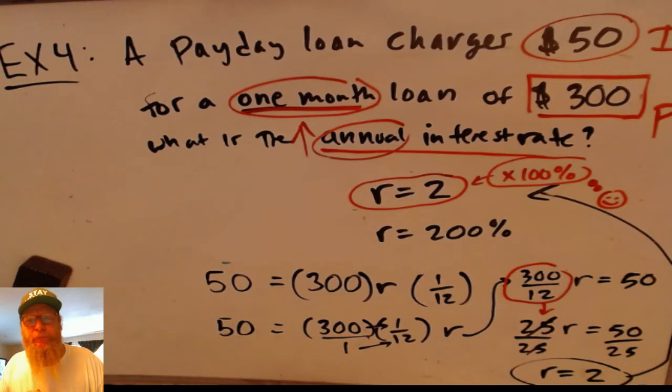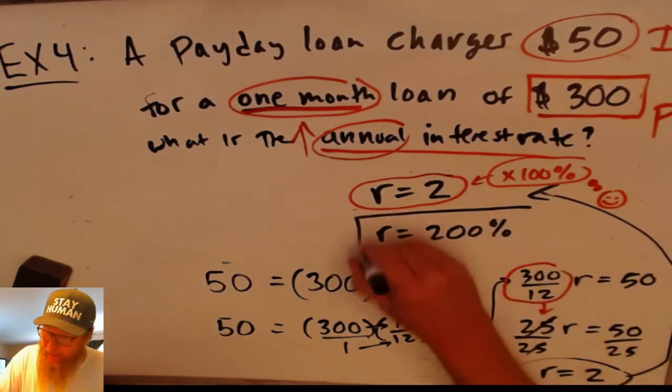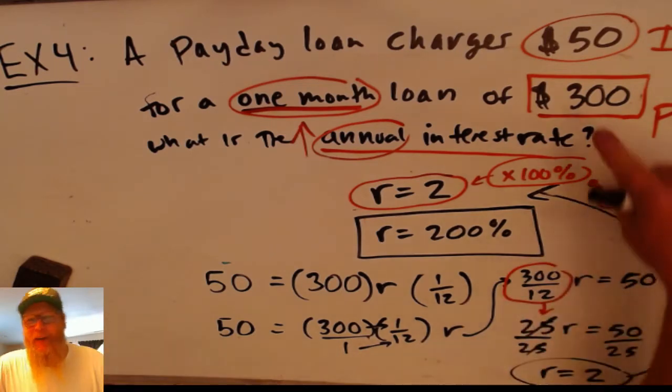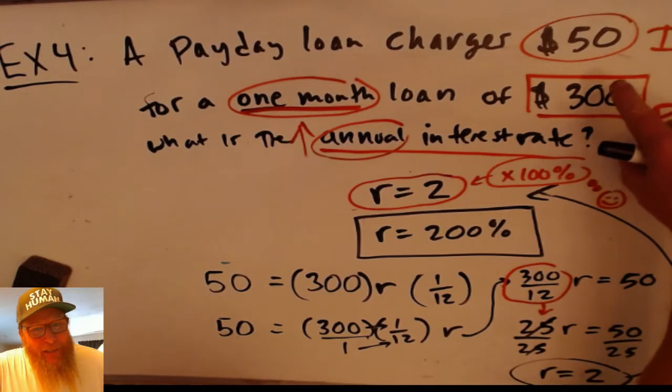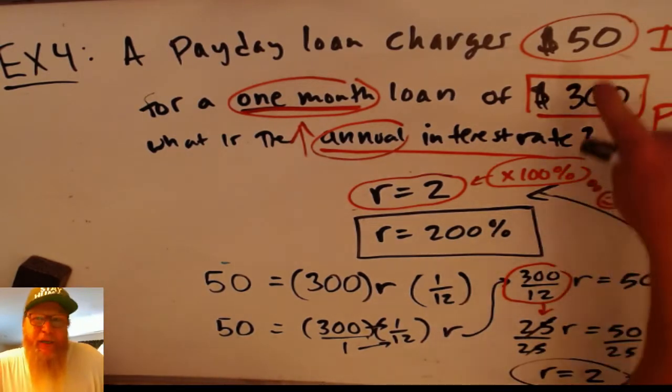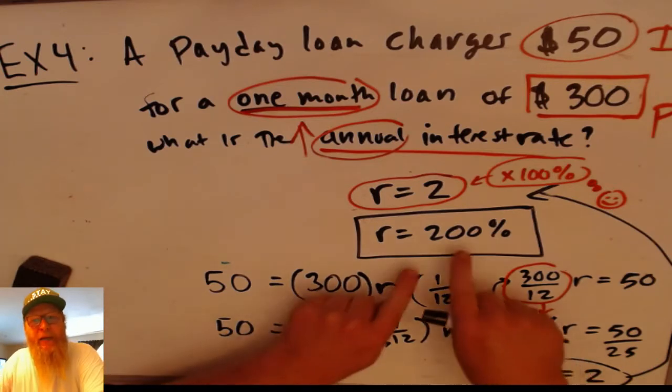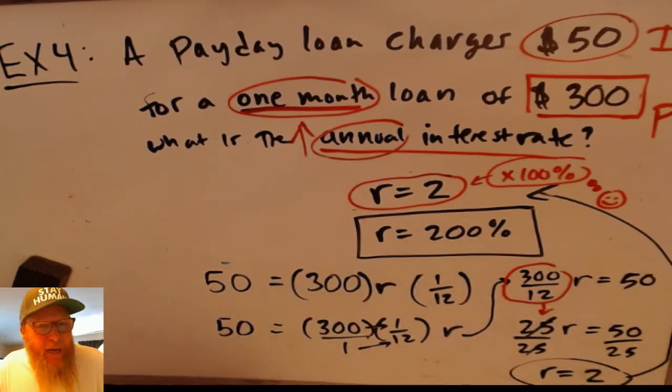So that's the answer, 200%, which is not good. 200% interest. They often make these loans sound appealing and sound like a good deal. Oh yeah, it sounds like a great deal. $50, no big deal, right? I need the money now. I got to pay the bills, right? But the amount of interest that you're actually paying is 200%, which we call astronomical, essentially.